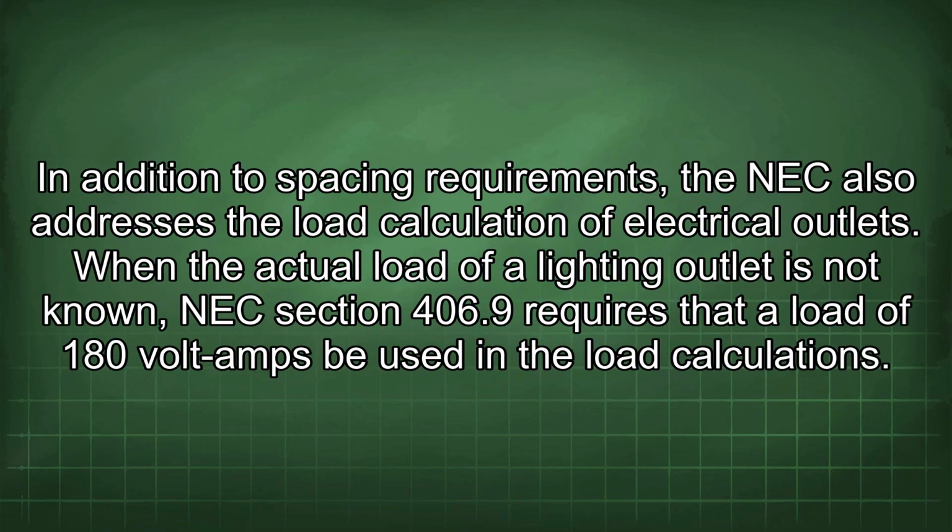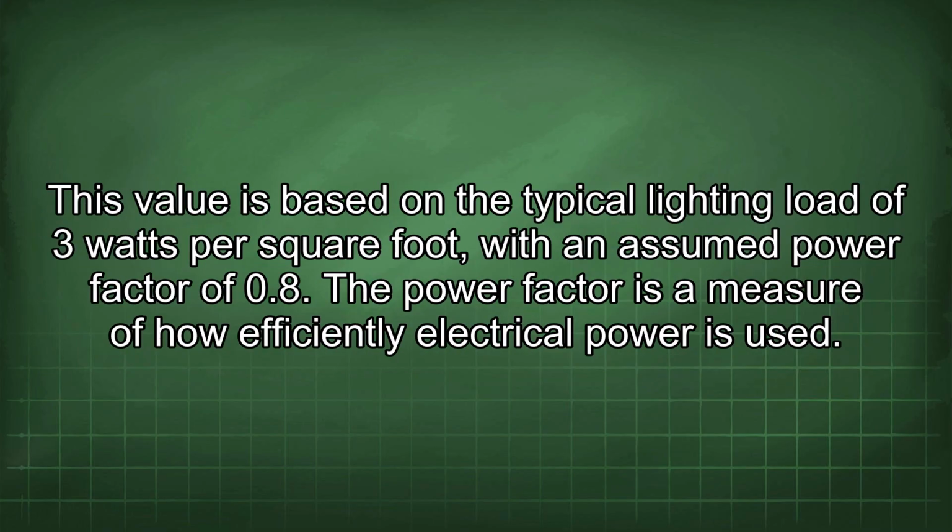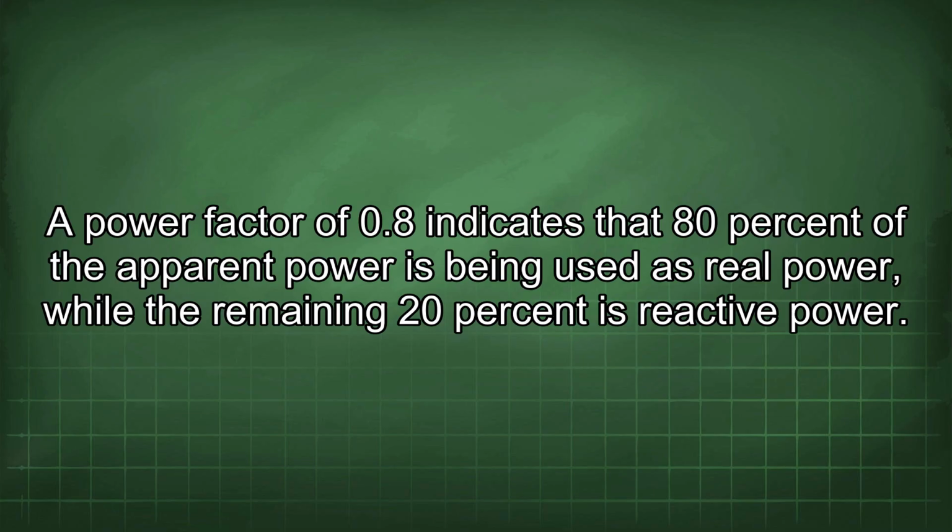In addition to spacing requirements, the NEC also addresses the load calculation of electrical outlets. When the actual load of a lighting outlet is not known, NEC section 406.9 requires that a load of 180 volt amps be used in the load calculations. This value is based on the typical lighting load of 3 watts per square foot, with an assumed power factor of 0.8. The power factor is a measure of how efficiently electrical power is used. A power factor of 0.8 indicates that 80% of the apparent power is being used as real power, while the remaining 20% is reactive power.